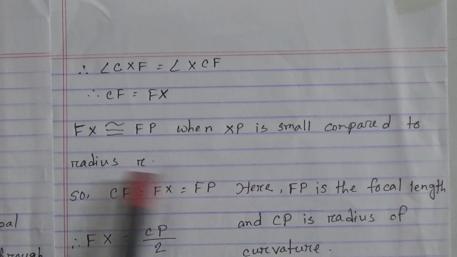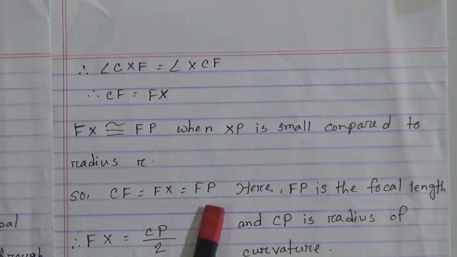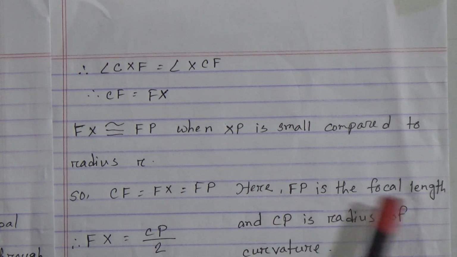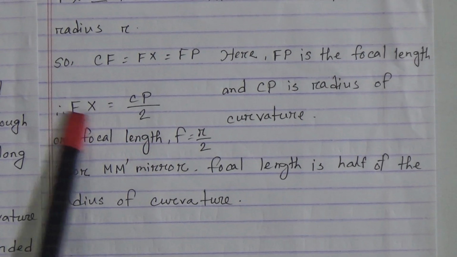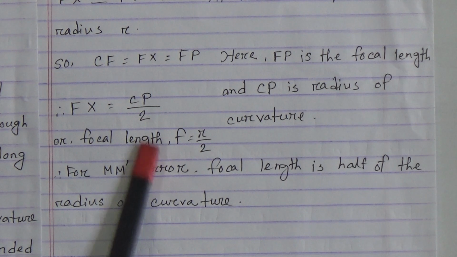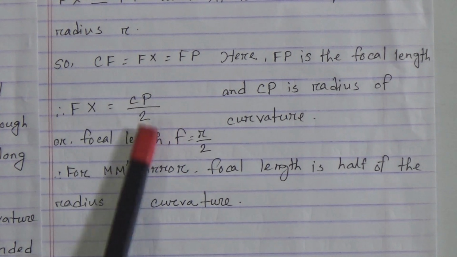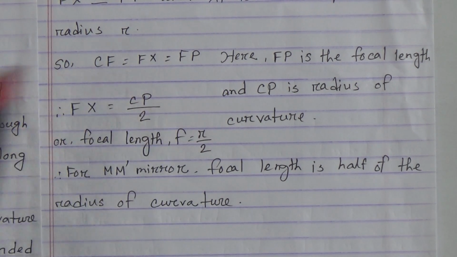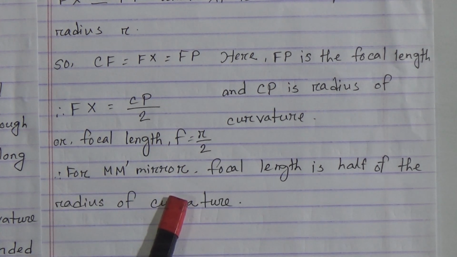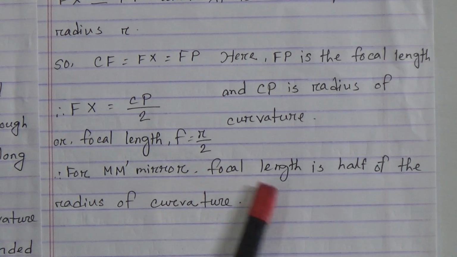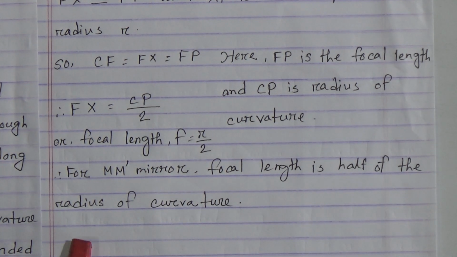So CF equals FX equals FP, and here FP is the focal length and CP is the radius of the curvature. That means FX equals CP divided by 2. So FX means F, the focal length, and CP means the radius of the curvature. So this is R. So F equals R divided by 2 for the M dash mirror. Therefore, for the M dash mirror, focal length is half of the radius of the curvature, and this is proved.